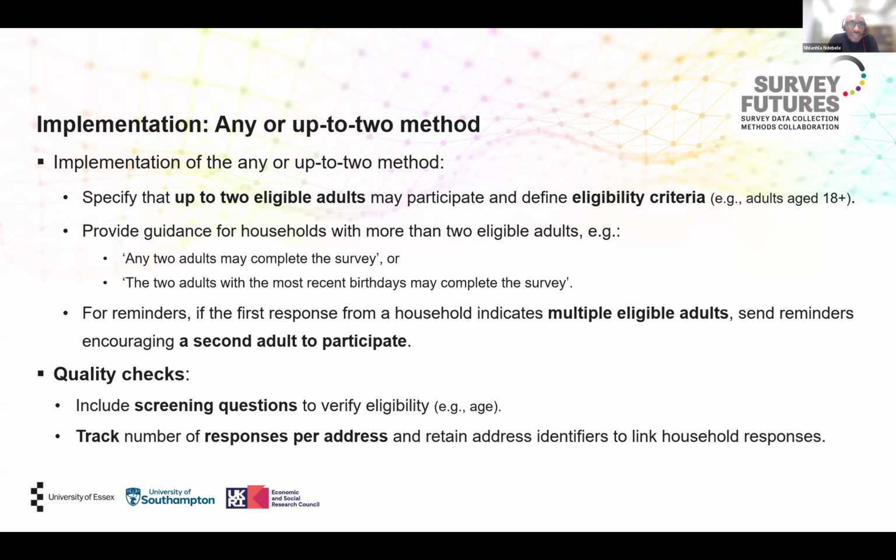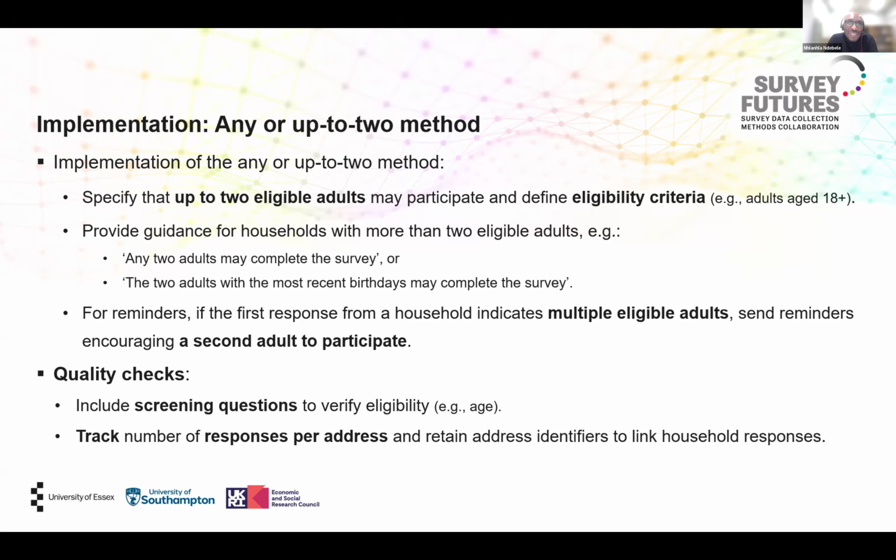In terms of implementation, keep the instructions simple. Specify that you want up to 2 eligible adults to participate, and define the criteria for these. For instance, if it's adults over 18, just state that in your instructions. Plus, we can provide some guidance for households with more than 2 eligible adults. For instance, you specify that it's any 2 adults. So in a 3-person household, you request any 2, it will be just any 2.